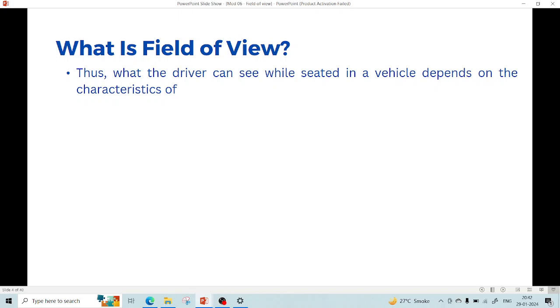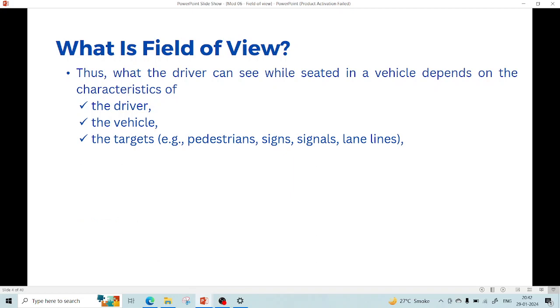Now we need to discuss what characteristics the field of view will be dependent on. There are four parameters on which the field of view will be dependent. The first parameter is obviously the driver. The second parameter is the vehicle. The third parameter is the target. Target as in pedestrians, signals, signs, lane lines, so outside the vehicle. And the fourth one is the environment in which we are driving that vehicle.